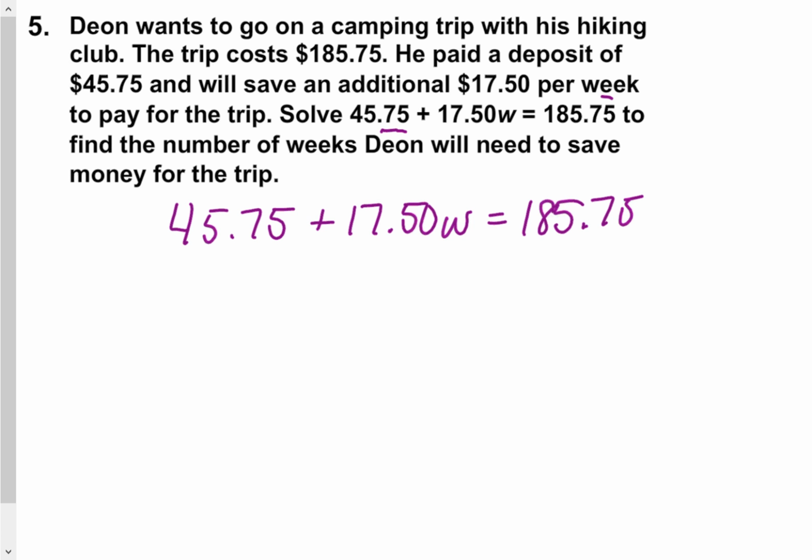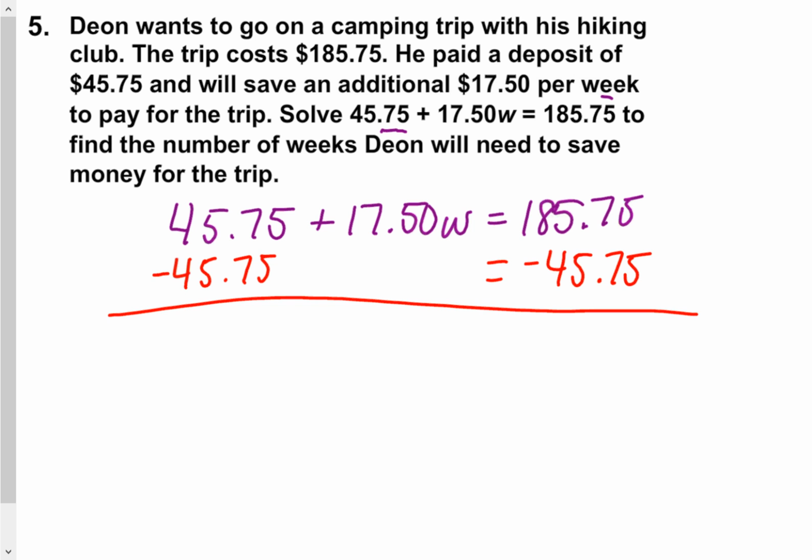Okay, so now what we have here is a two-step equation. We didn't have to combine any like terms. And the first thing we want to do is undo our addition or subtraction of our constant. Now our constant is $45.75. So what we're going to do is subtract $45.75 from both sides of the equation.